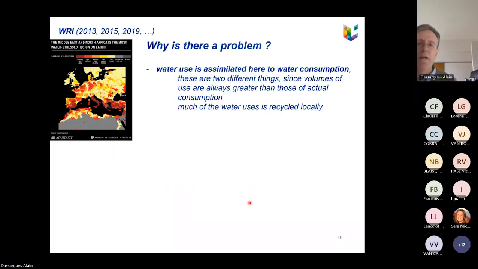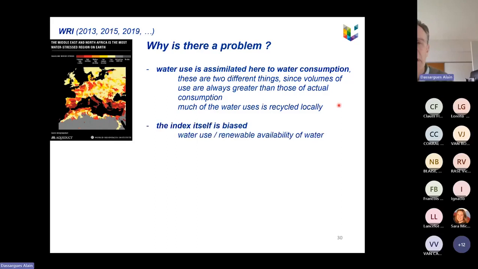First, water use is here assimilated to water consumption. So all water that is used is considered as completely consumed, which is not really the case. And as I explained before, we should have this distinction between consumption and use, because a lot of water can be recycled locally. And the index itself, and this is maybe more important, the index itself is biased.